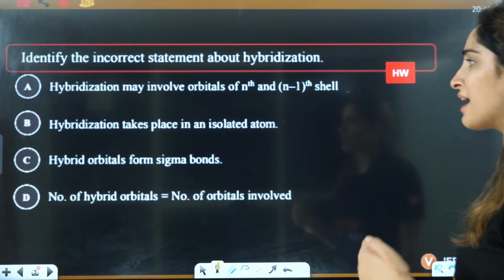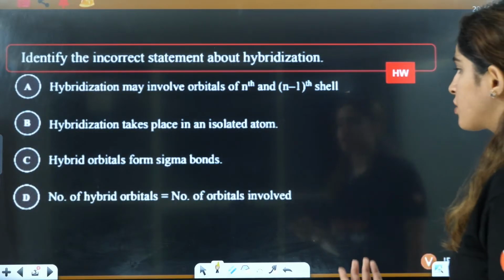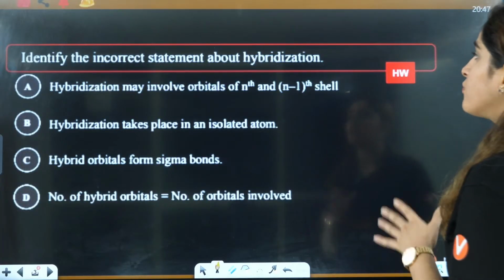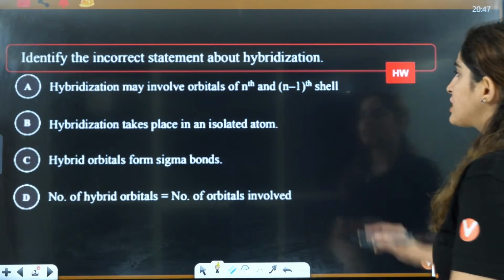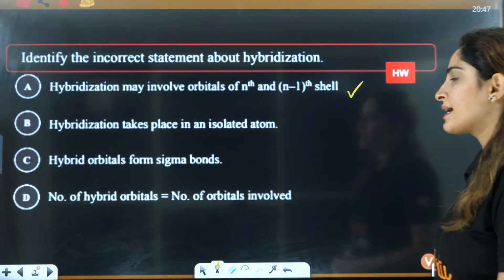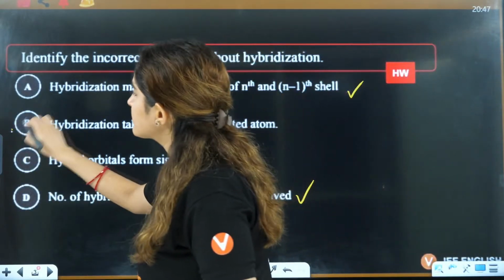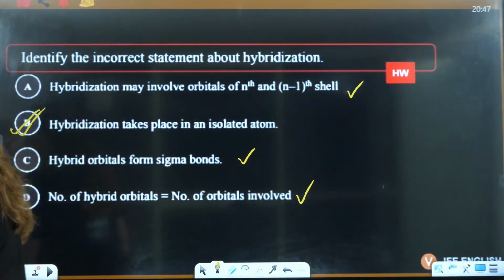Then identify the incorrect statement here. Hybridization of isolated atom forms sigma bonds, number of hybrid orbitals equals number of orbitals involved. That is also correct. Hybridization may involve orbitals of nth and n minus 1 shell. That is also correct. This is also correct. So this one is the wrong statement that you have. So B is going to be the correct answer.